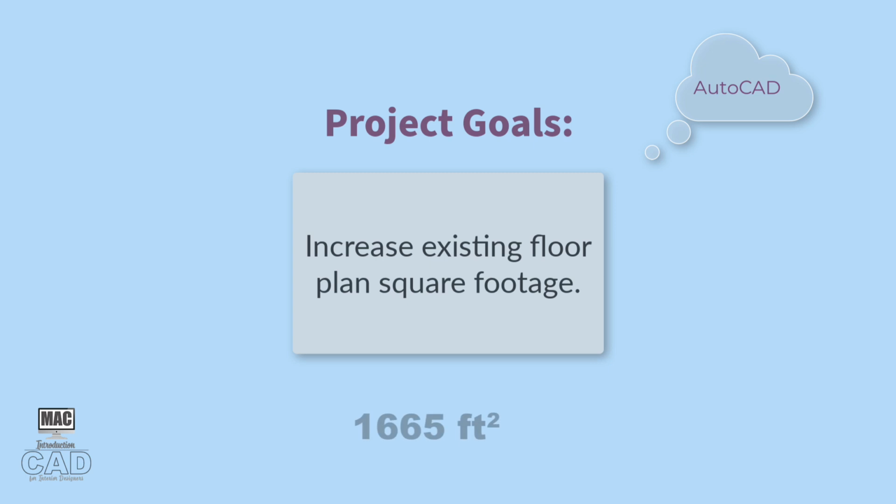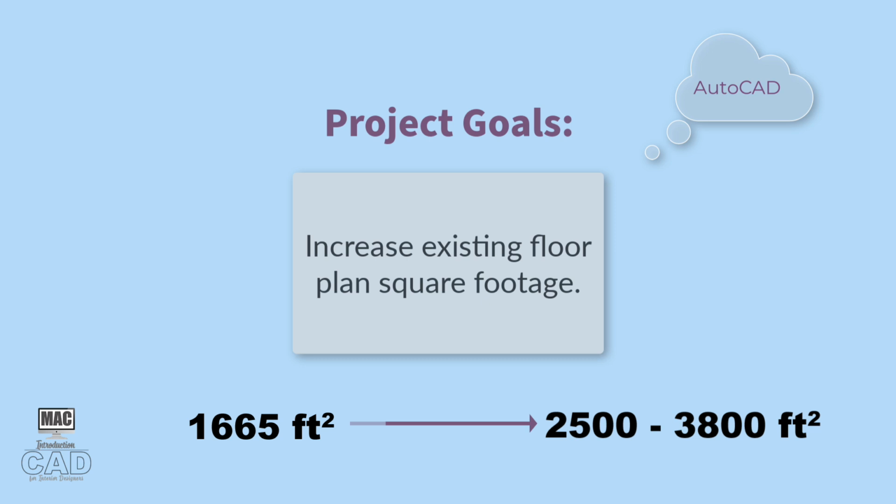In this example, the current square footage is rounded up for a total of 1,665 square feet. The goal of this assignment is to increase the square footage of the existing plan to at least 2,500 square feet, but no more than 3,800 square feet.